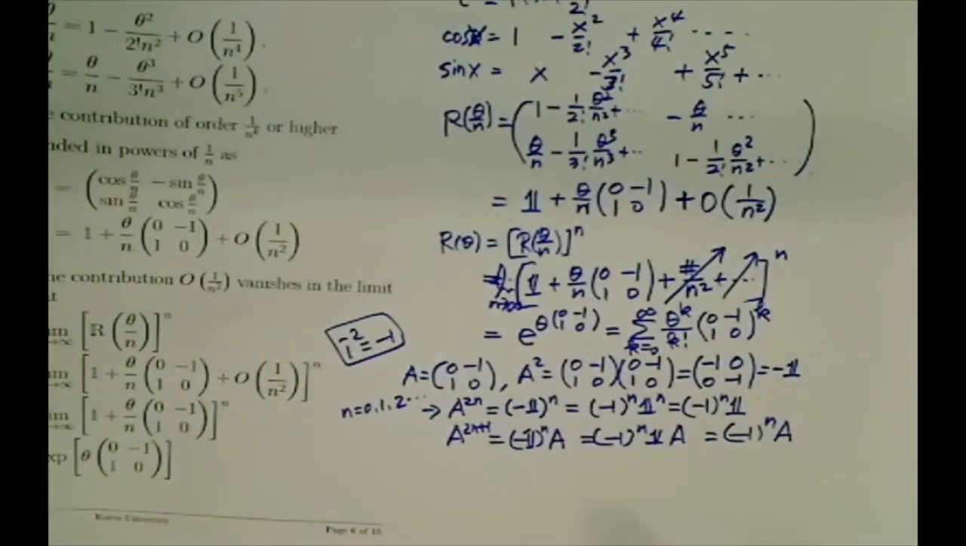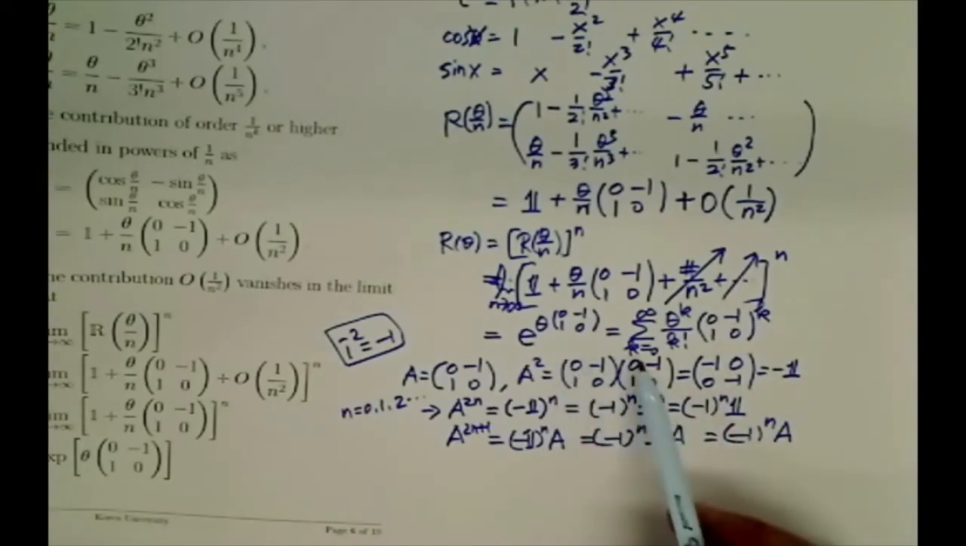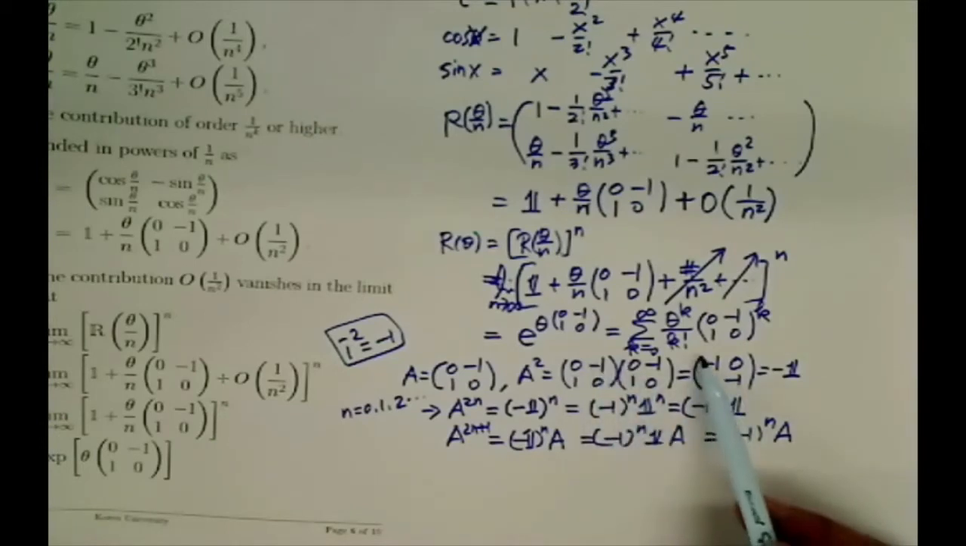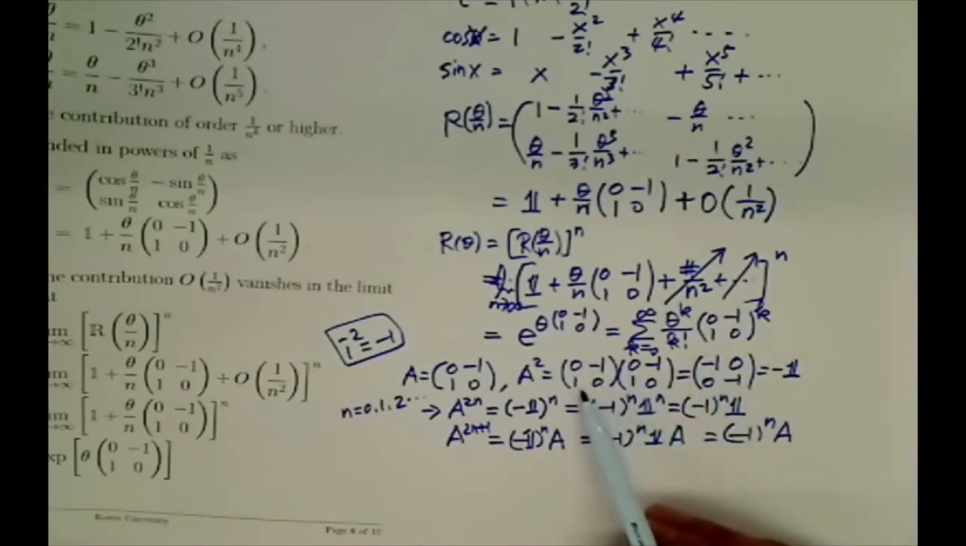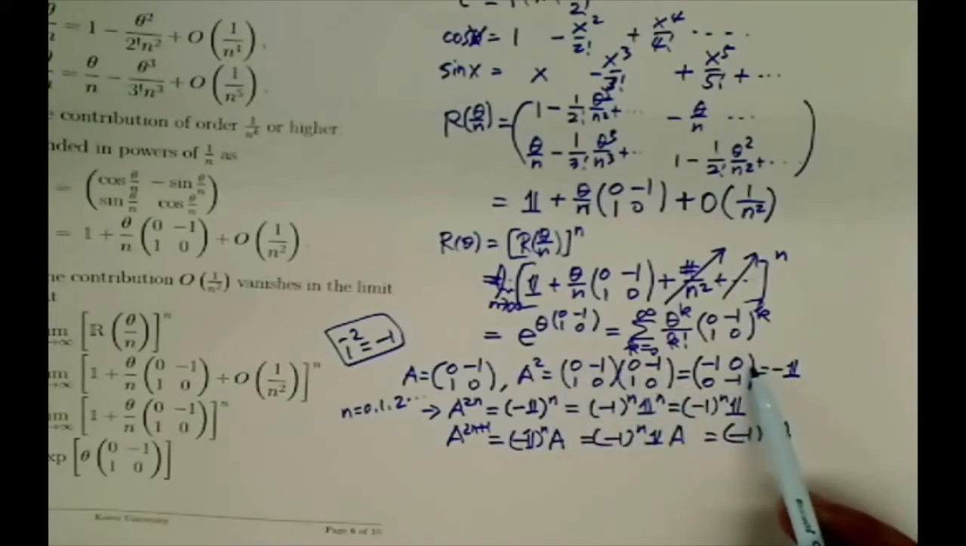Let's see. One element will be this one multiplied by this. So I have minus 1 in here. The 2 element is 0, the 1 element is 0. The 2 element is minus 1. So I have an overall negative sign, and it is proportional to the identity.